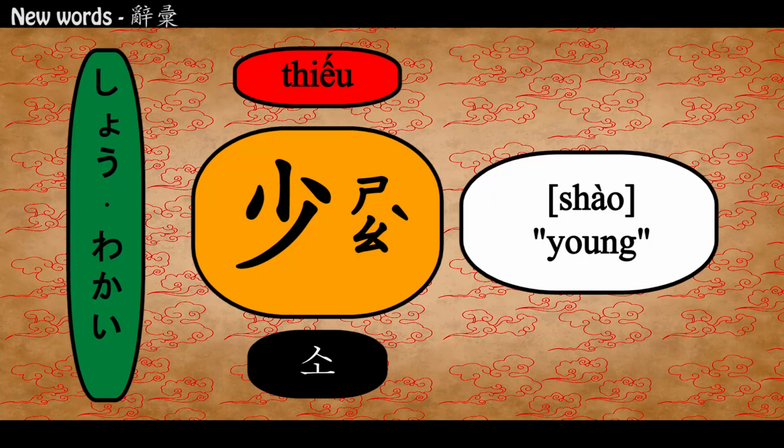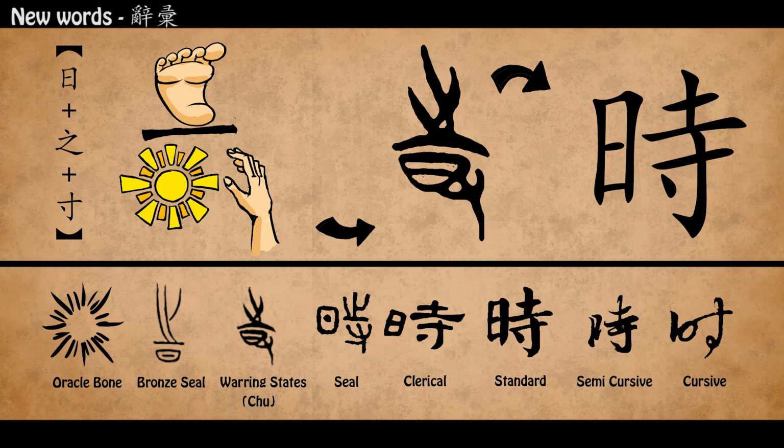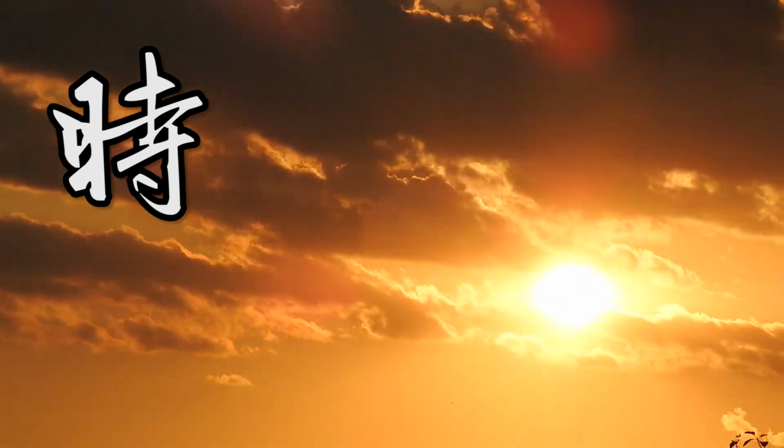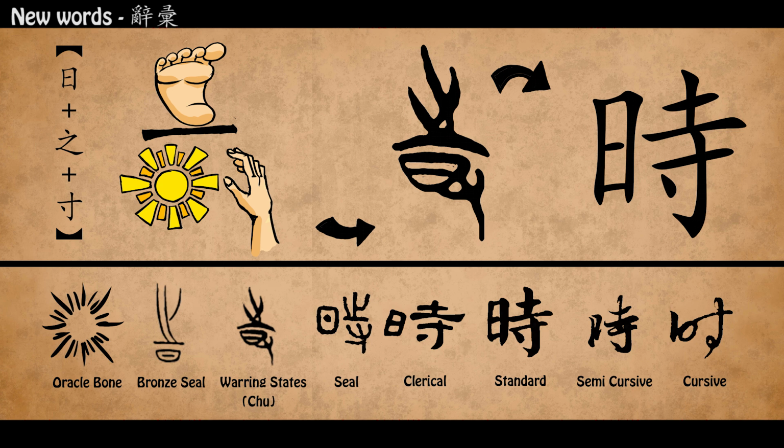And speaking of year tides, shi, time, yeartide, 2 hours. At the earliest, from ri, sun, day, and zhi, to go, which gives the reading. The sun yon-faring through the sky is how we know that time is fleeting. Cun, inch, was tacked on later.